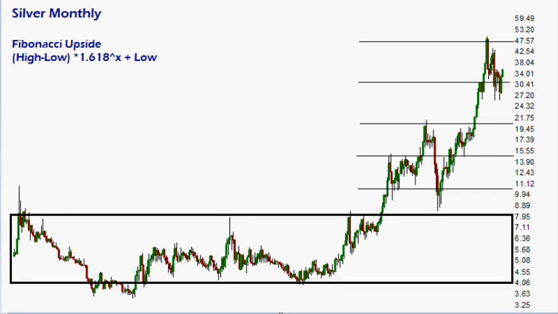Hello, today is Sunday, the 26th of February, 2012, and this video will be about looking at upside levels using this Fibonacci calculation to try to figure out where resistance, support levels, all that type of stuff is going to occur within silver. You first need to find a range, and this is the longer term look of silver.